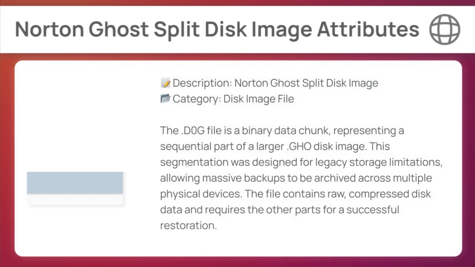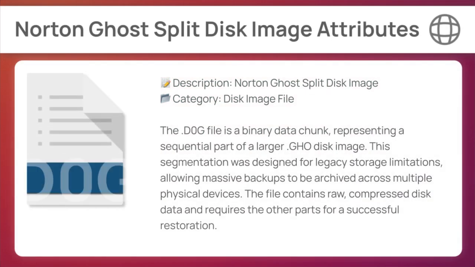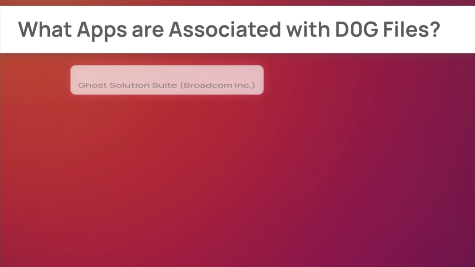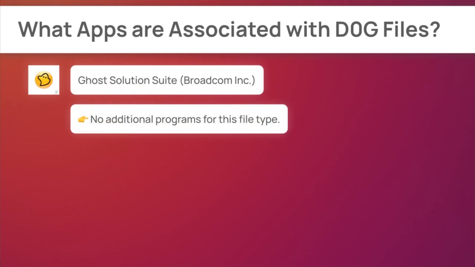The D0G file is a binary data chunk representing a sequential part of a larger GHO disk image. This segmentation was designed for legacy storage limitations, allowing massive backups to be archived across multiple physical devices. The file contains raw compressed disk data and requires the other parts for a successful restoration. There's a proprietary link between the D0G format and Ghost Solution Suite by Broadcom Inc.